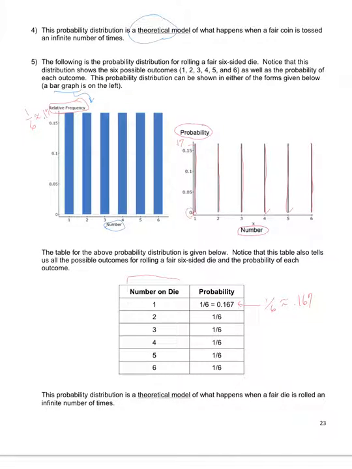All right, so again, it's listing all of the outcomes, just like with the coin toss problem, and the probability of each outcome occurring. All right, so this probability distribution is a theoretical model of what would happen when a fair die is rolled an infinite number of times.